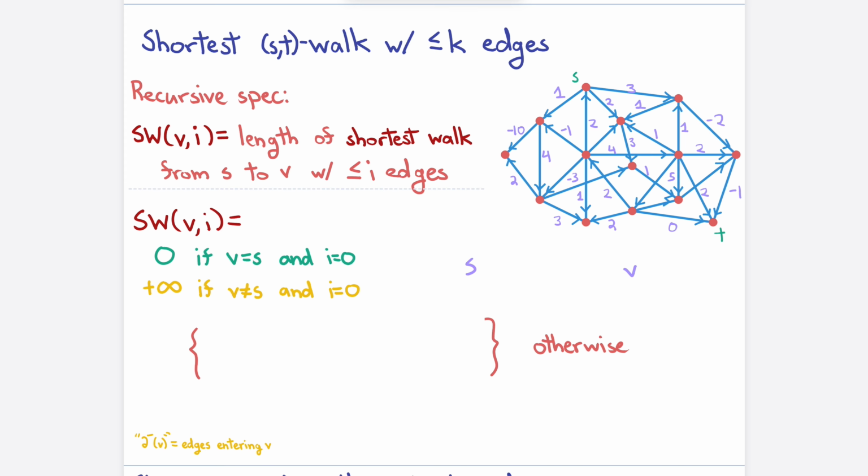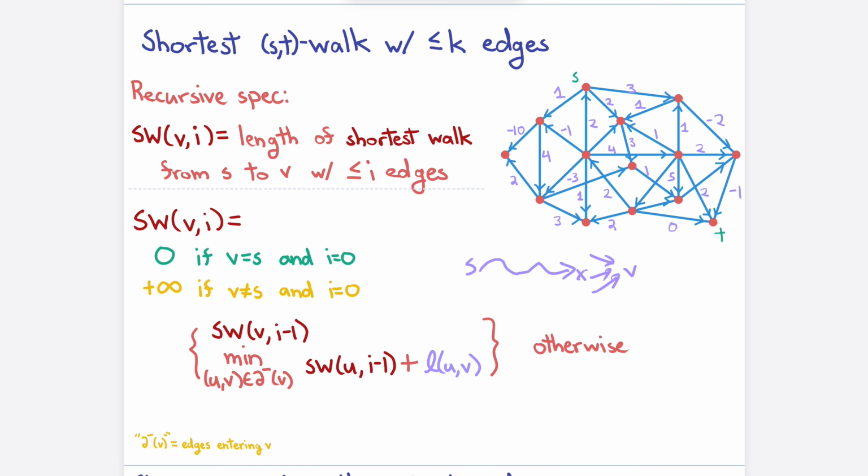Yeah, so I think you're both on the same page. You're trying to get from s to v in at most i edges. You can either use at most i minus 1 and just take whatever you previously had, so to speak. Or, if you're trying to get there in 10 edges, then you must get to some previous vertex in 9 edges. You don't really know which one is best, but we can just try all of them. Okay, so I think this is what you all said.